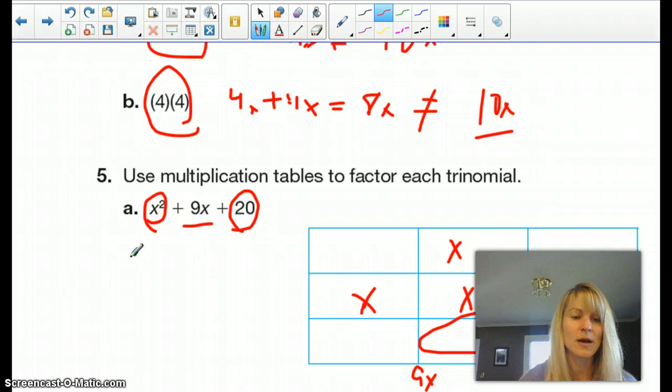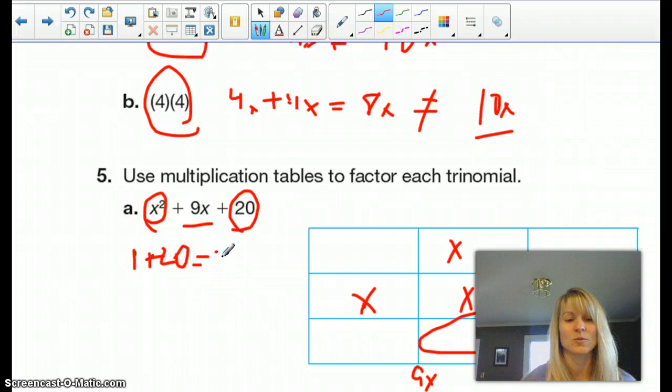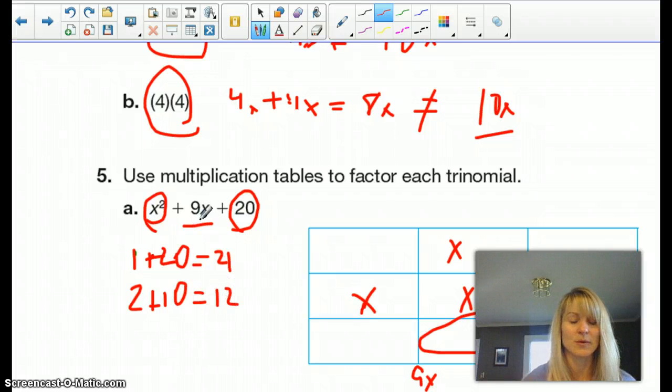So we're going to look at the multiples, or the factors of 20. We know 1 times 20 is 20, but when you add them, that equals 21, and we want it to equal 9. So 2 times 10 is 20, but when you add them, that gives you 12, and again, we want it to equal 9. So 3 is not a factor, but 4 times 5 is 20, and when you do 4 plus 5, you get 9, which is what we want here.